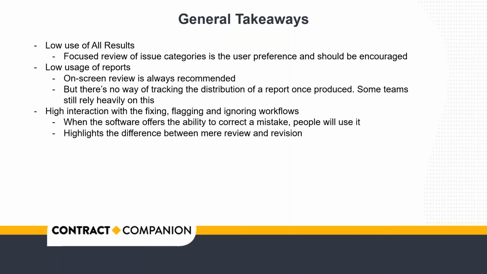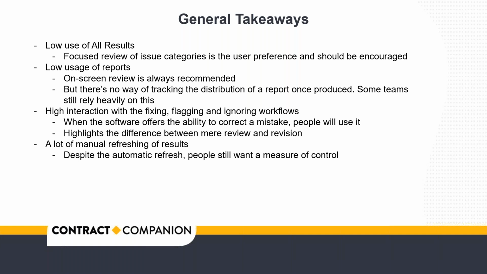Ultimately, high interaction with fixing, flagging, and ignoring. If you give somebody the capacity to correct a mistake, they will do it. That was something I think most of us would assume already, but here's a little bit of proof. People like to manually refresh the results, and we introduced a feature which automatically refreshes results quite a while ago, but people still like that measure of control. Taking that away might lead to some level of confusion if they don't know there's an automatic refresh. So we left it in.